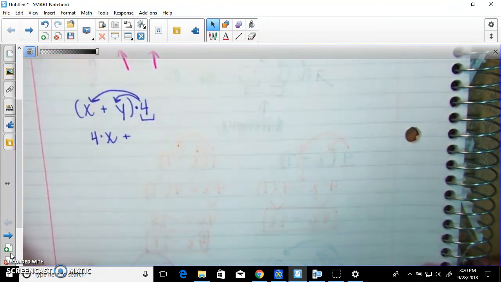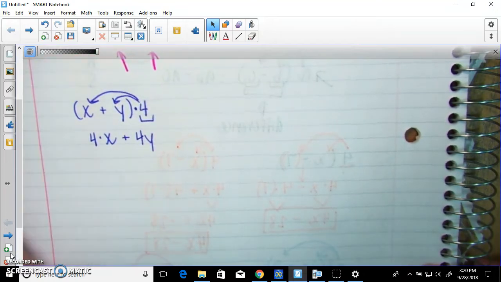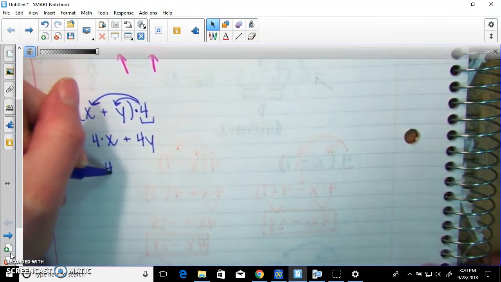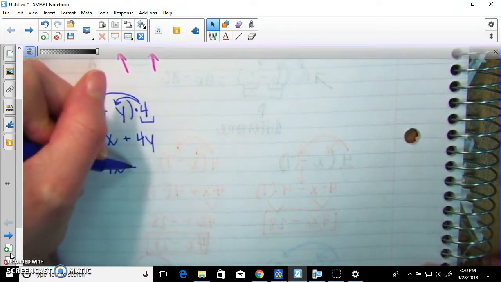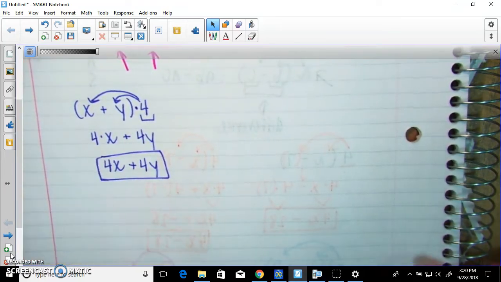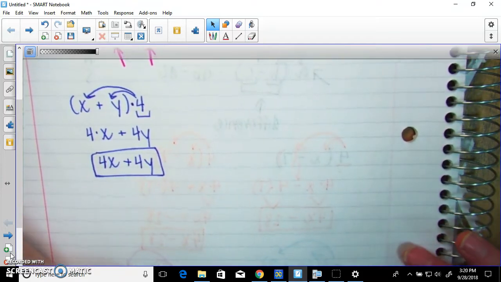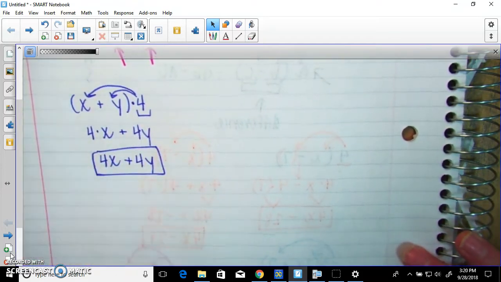plus 4 times y, and then that 4 has been distributed, so that goes away. And we simplify that to 4x plus 4y. And we cannot combine those terms because they have different variables. Let's look at another example where the factor being distributed is on the right.